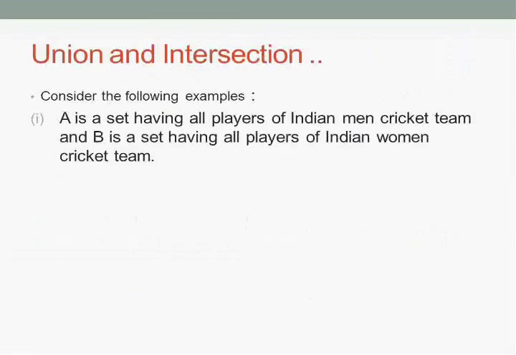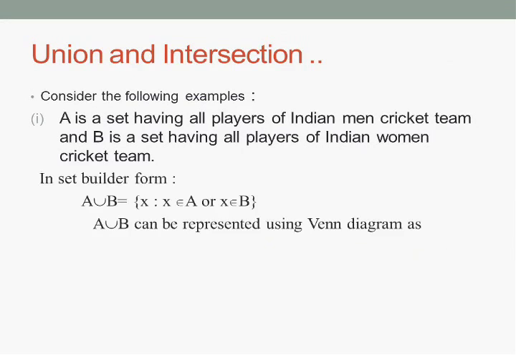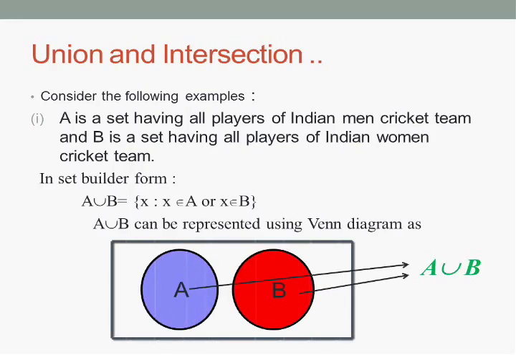Consider the following example. A is a set having all players of the Indian men's cricket team and B is a set having all players of the Indian women's cricket team. Clearly, A and B are disjoint sets. Union of these two sets is a set having all players of both teams and is denoted by A union B. Here, the union consists of all points which are colored blue or red.